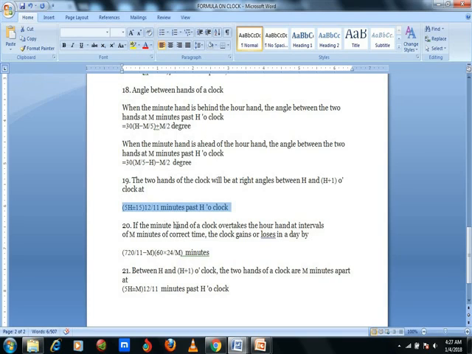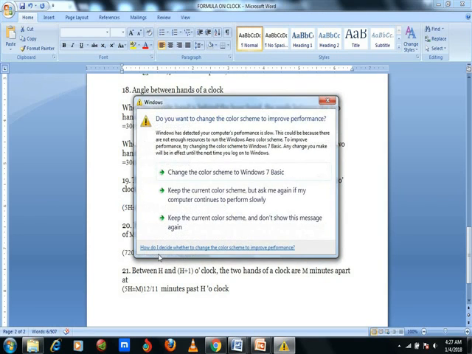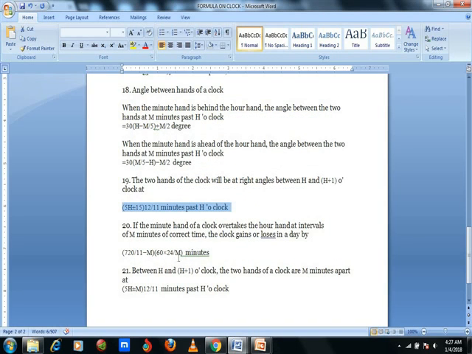Next, if the minute hand of a clock overtakes the hour hand at intervals of m minutes of correct time, the clock gains or loses in a day (720 by 11 minus m) into 60 into 24 by m minutes.